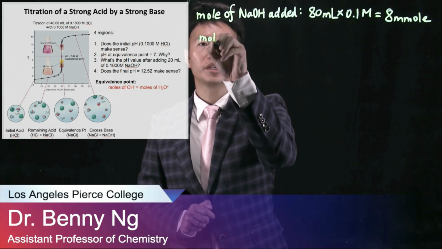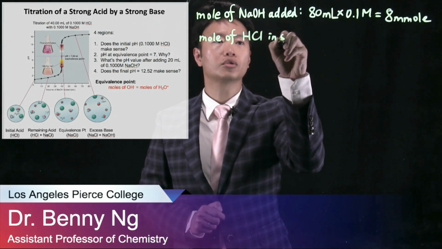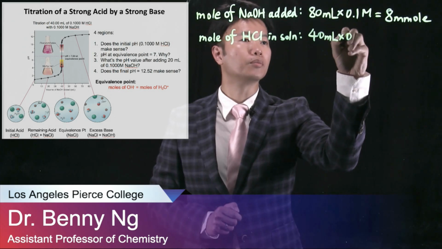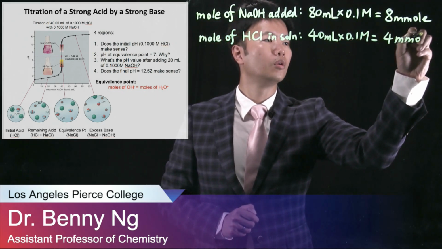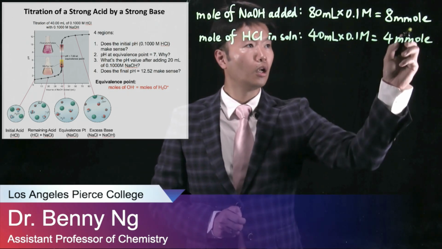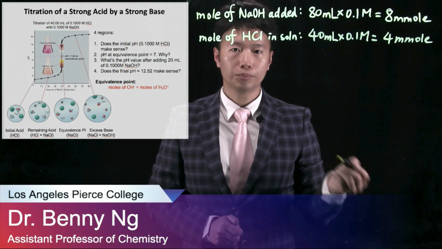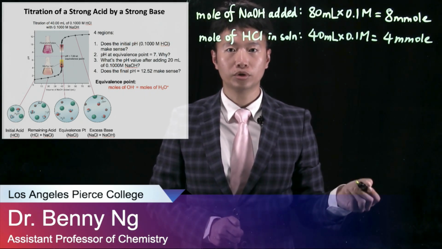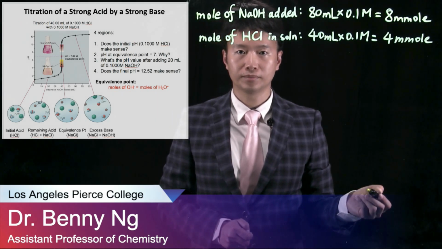So we can once again also determine the moles of HCl in the solution at the beginning. 40 ml times 0.1 molar, that gives you 4 millimole. Looking at these two numbers, you realize that we add more strong base than the acid available in the solution. So our solution at the end should be basic. The pH value should be greater than 7.